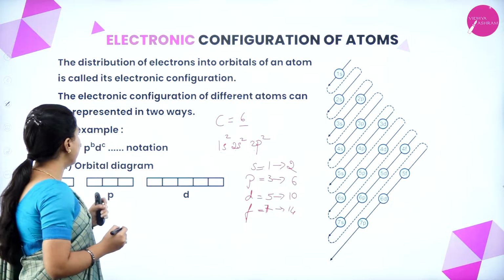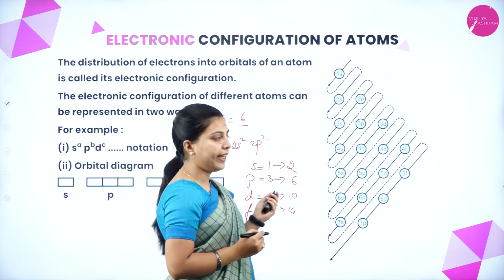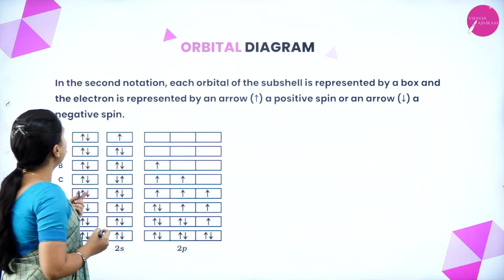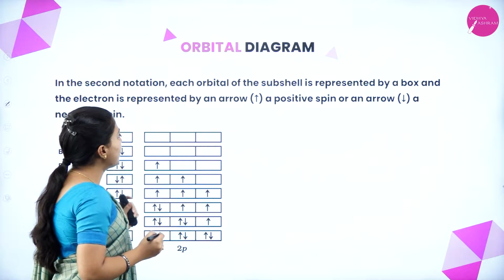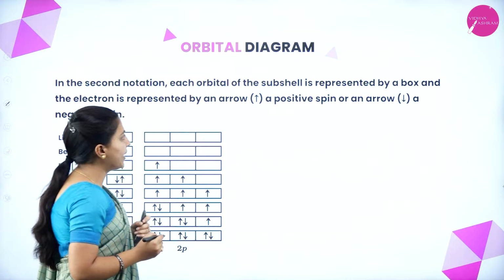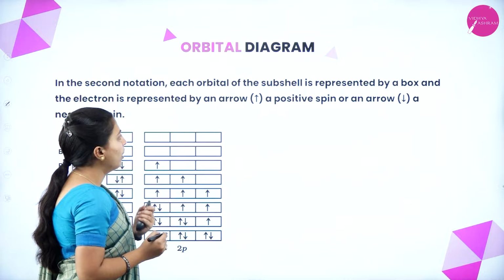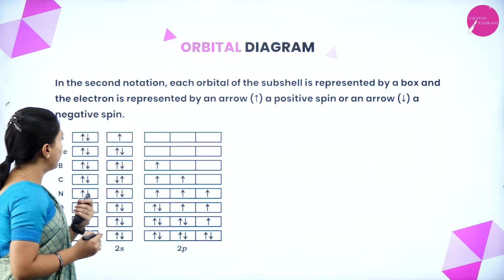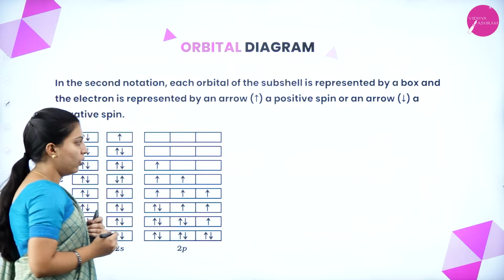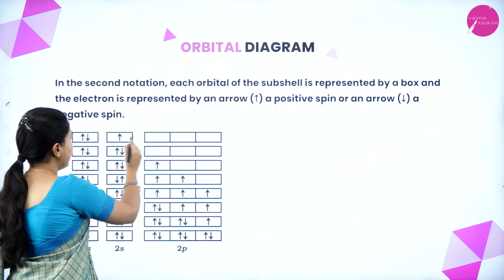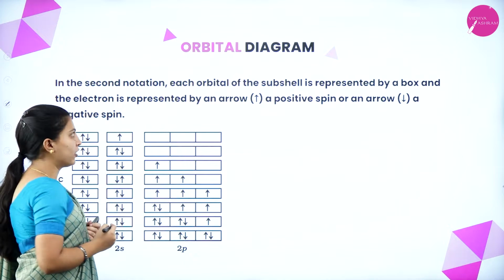The next notation is the orbital diagram. In the orbital diagram, which is the second notation, each orbital of the subshell is represented by a box and the electron is represented by an arrow, either a positive spin or a negative spin. See here, it is a box representation of electrons.